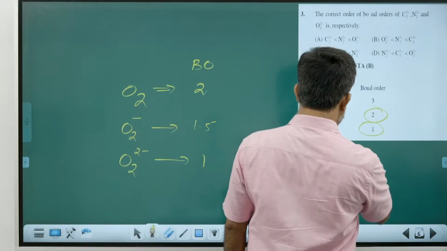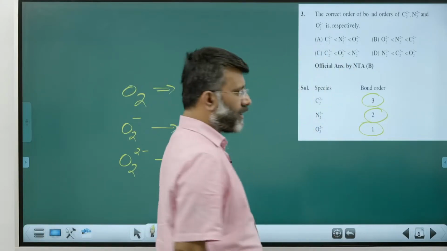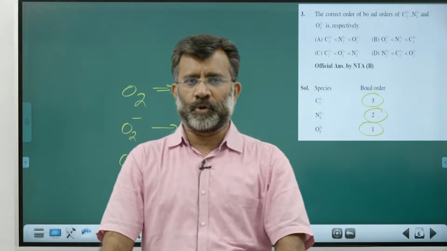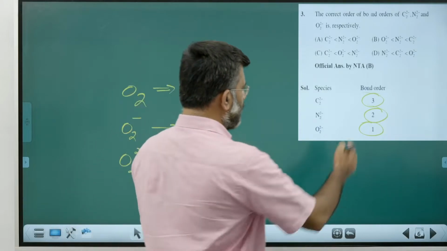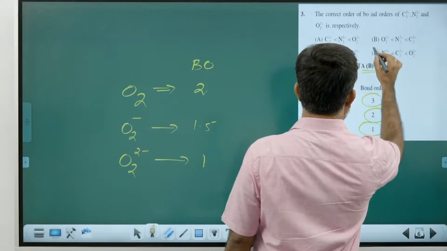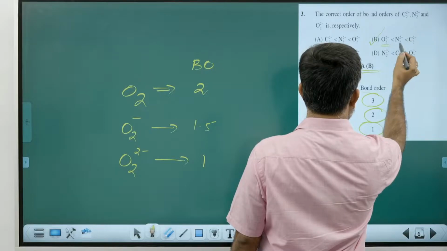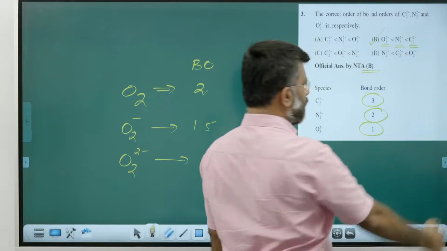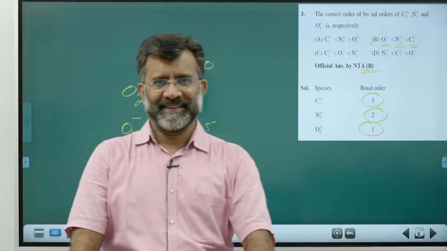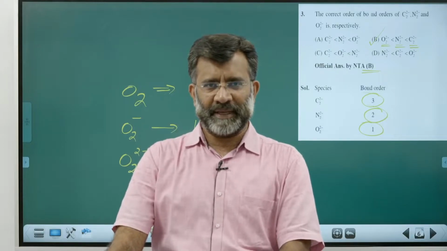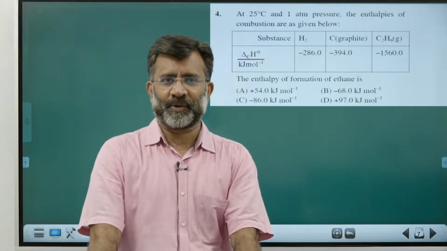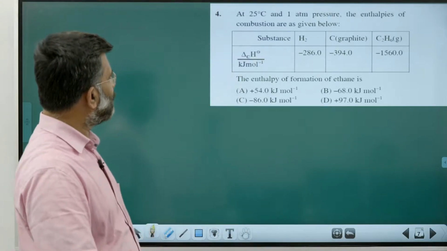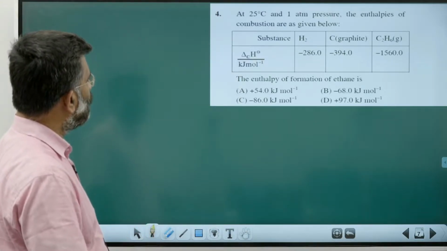You know the configuration. Similarly, you can figure out how it comes for C2, C2 minus, C2 2 minus, and the order is 3, 2, 1, giving the answer option B. This is minimum, then nitrogen, then C2 2 minus. That is the answer, option B. Okay, on to the next question. Fourth one.